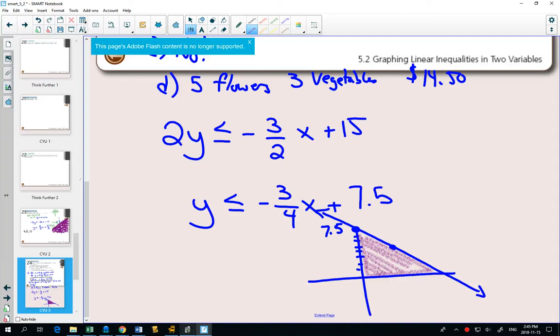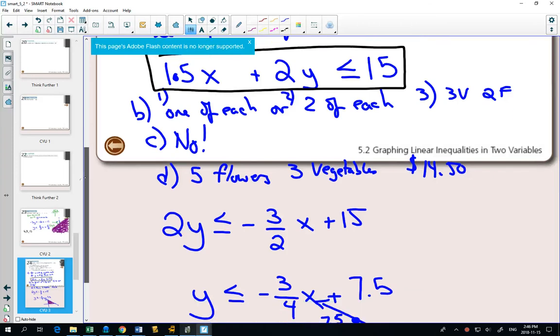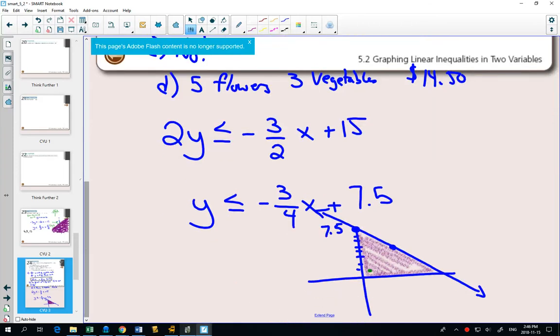So when we said one of each, that's the point 1 comma 1, and that fits in the shaded area. When we said two of each, that's the point 2 comma 2, and that's in the shaded area. That's why it makes sense. When we try to do 5 flowers and 3 vegetables, that point's right there, and it's outside of the shaded area. That's why she couldn't buy it.